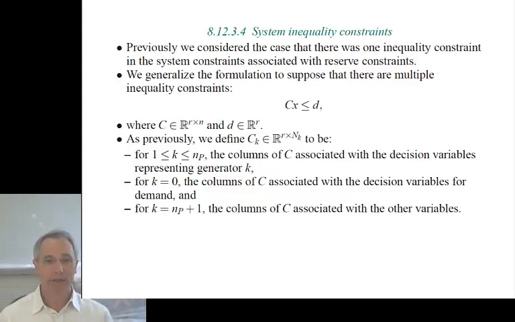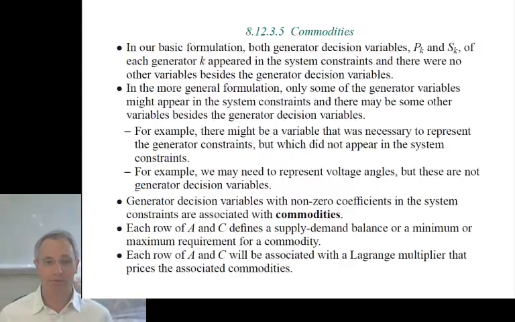There are also system inequality constraints. We considered previously reserve constraints, and we just had one of them, but we can generalize the formulation to the case where there are multiple such constraints. That'll be expressed in the form Cx less than or equal to d, and C is an r by n matrix, and d is an r vector, let's say. So as previously, we're going to define C_k to be the columns of C associated with decision variables representing generator k. For k equals 0, it'll be the columns of C associated with the decision variables for demand, and for k equal n_p plus 1, it'll be the columns of C associated with any other decision variables.